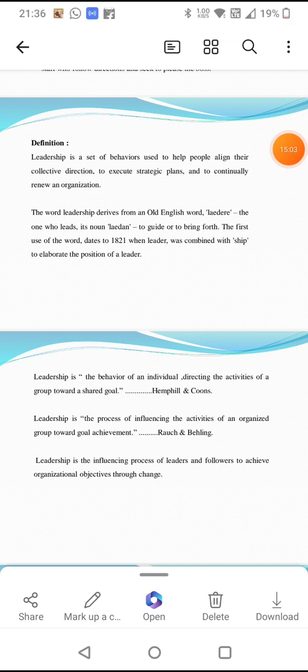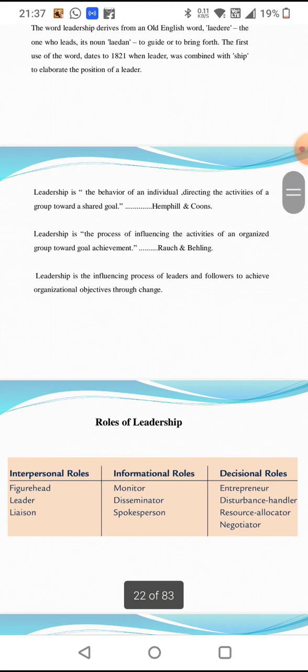Leadership is the behavior of an individual directing the activities of a group towards a shared goal, which is given by Hemphill and Coons. We have one more definition for leadership. It is the process of influencing the activities of an organized group towards goal achievement, which is given by Rauch and Behling. And we have one more. Leadership is the influencing process of leaders and followers to achieve organizational objectives through change.